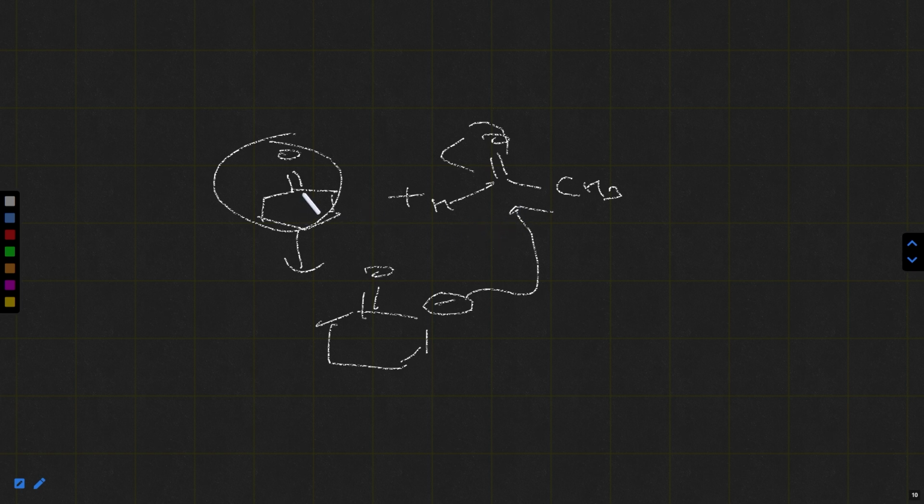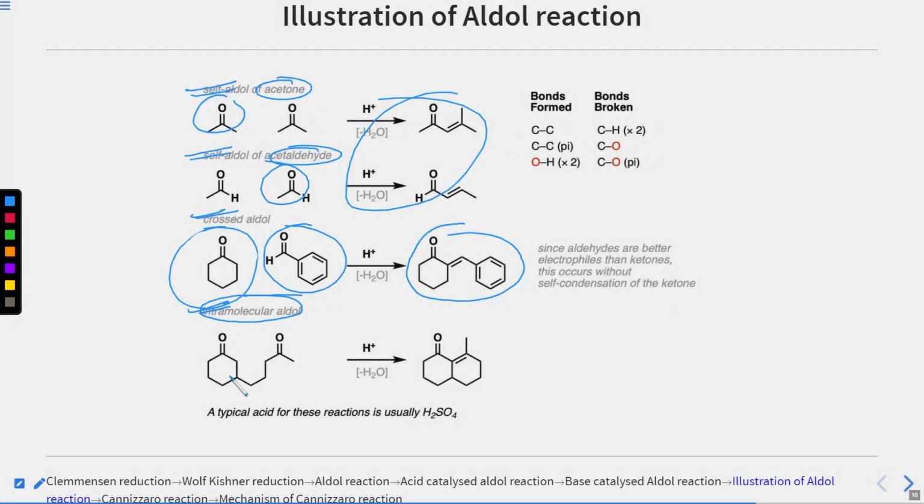So what we have taken is cyclohexanone and acetaldehyde. Now try to do it both with the help of acid and base catalyzed mechanism. Clear? Next is an interesting question, an interesting illustration in which we have done self-aldol reaction, or rather, not self-aldol, intramolecular aldol reaction.